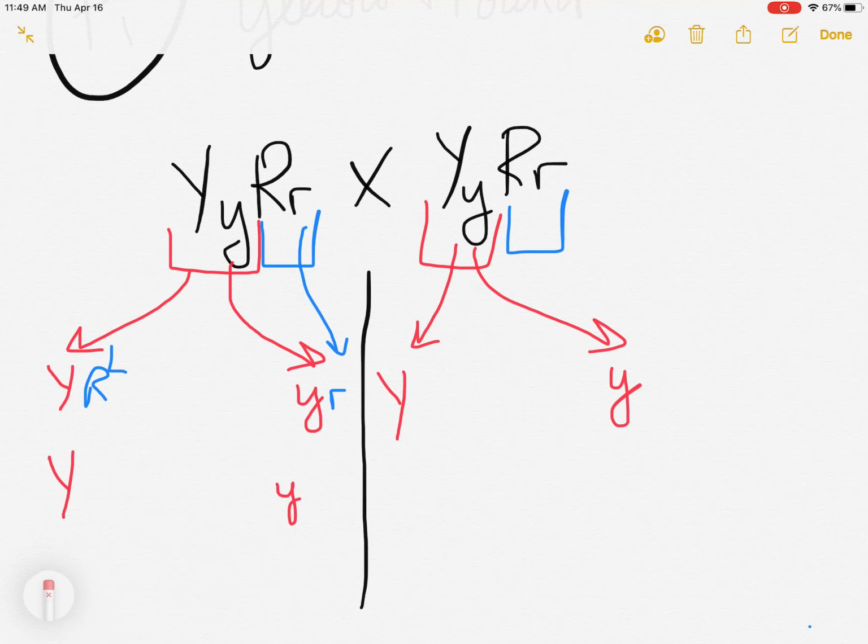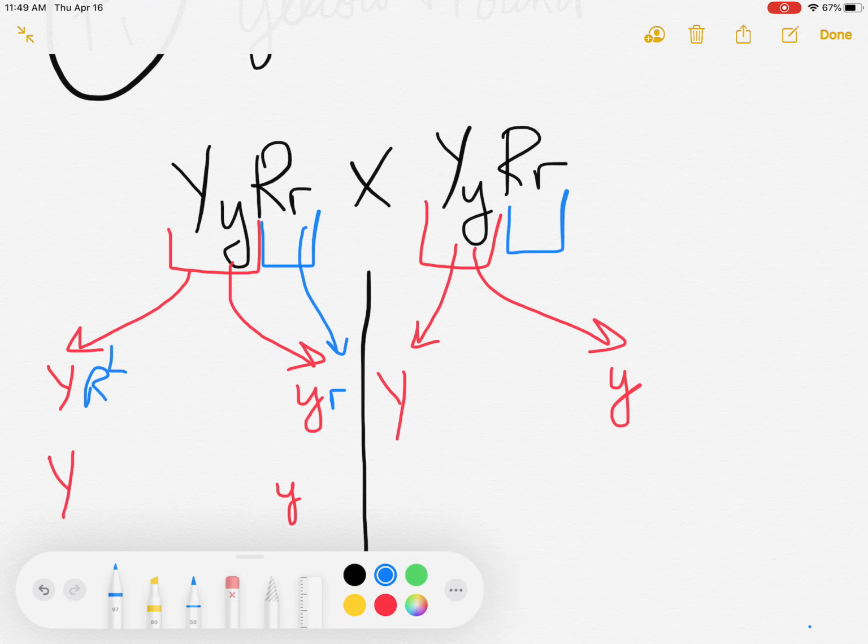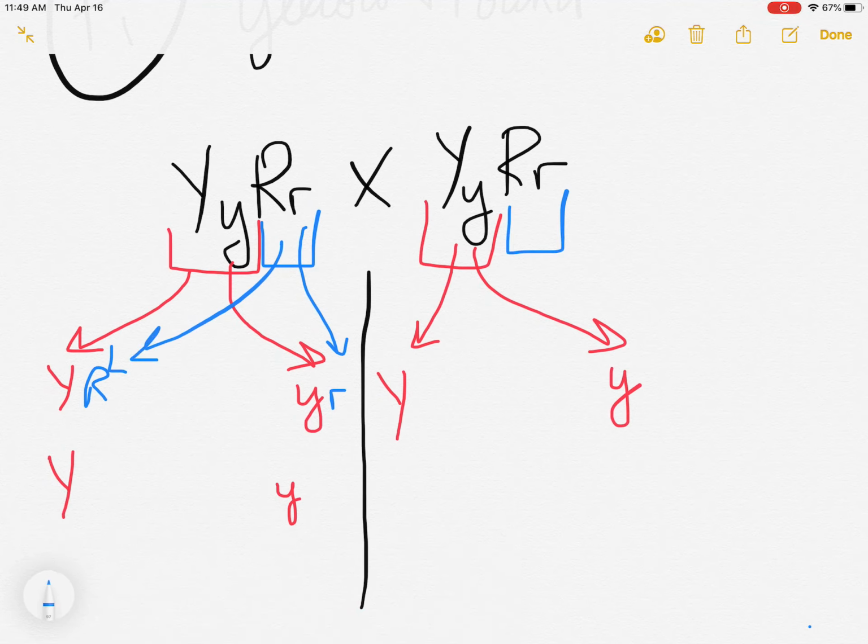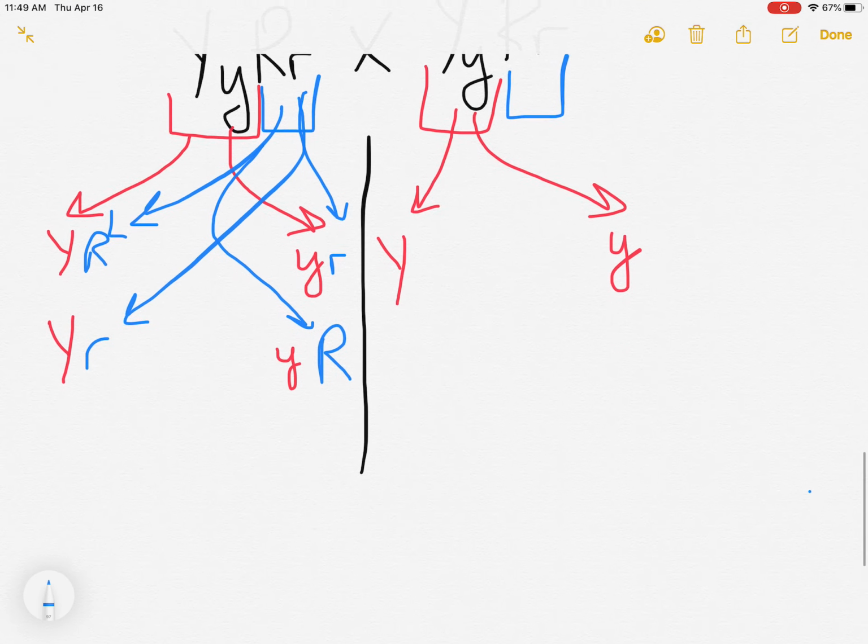Oops, that's not right. Hang on a second. That big R could go here, but it could also join up with the other R. So the one that went this way, maybe instead it goes down here and you get this combination.